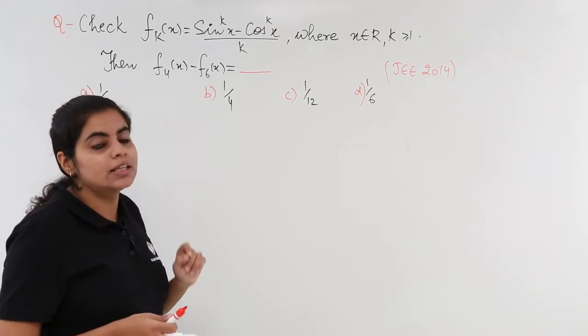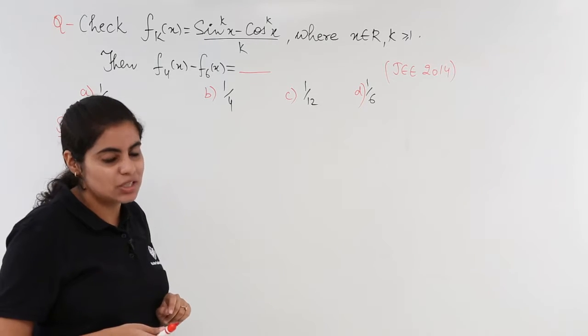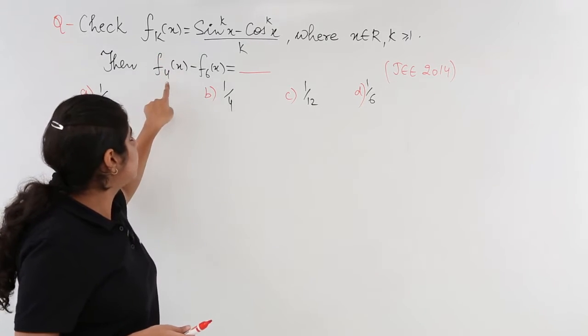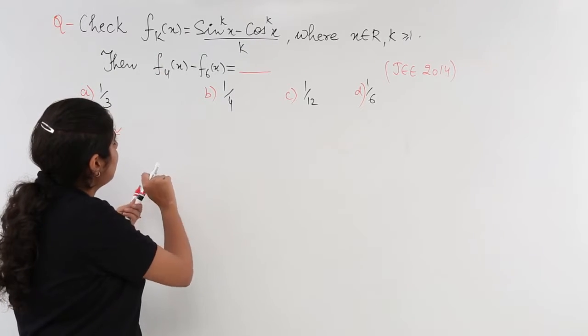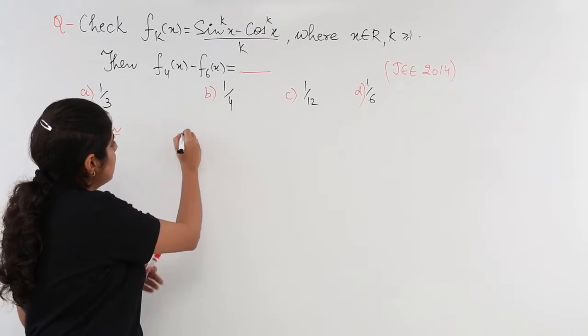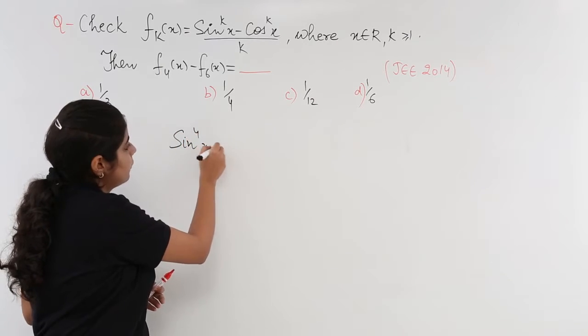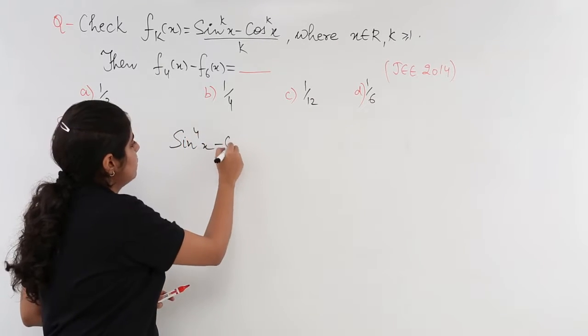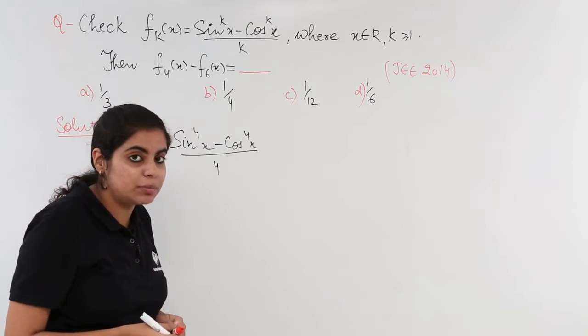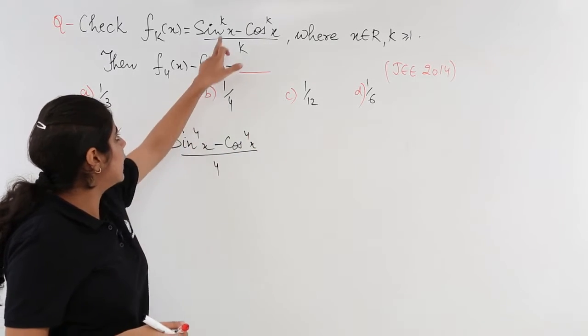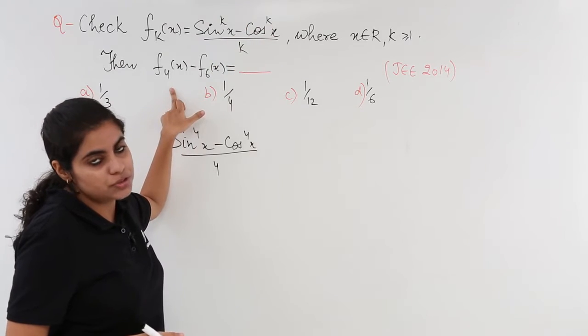f4(x) means what? The value of k is given to me as 4. So that means k is equal to 4. So you just put the values, you write f4(x) is equal to (sin raised to the power 4x minus cos raised to the power 4x) upon 4. How did I get this? I just saw that k is equal to 4 in the question.